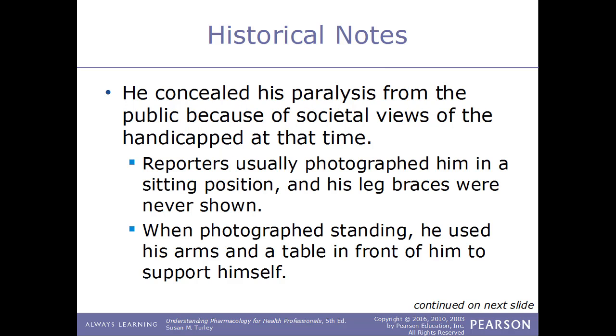Now, he concealed this paralysis from the public because of societal views of the handicapped at the time. Reporters usually would photograph him in a sitting position, and his leg braces were never shown. When he was photographed standing up, he used his arms on the table in front of him to support himself.